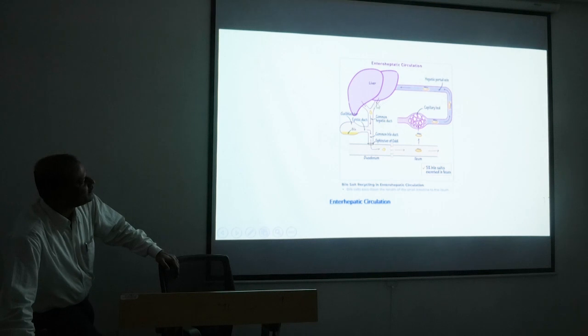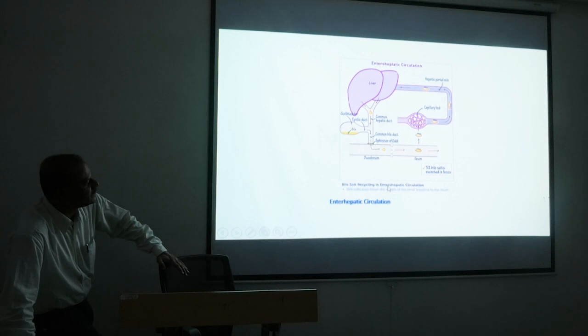The bile acids and bile pigments enter through the bile duct, are stored in the bile, and then from the common bile duct enter into the duodenum. From there, they are again absorbed by the portal vein, and then come to the liver again. That is enterohepatic circulation.